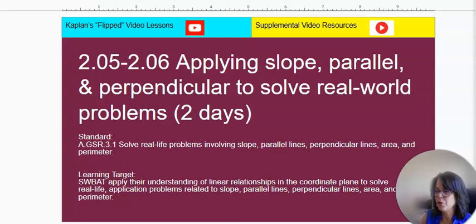This is day 2 of applying slope, parallel, and perpendicular to solve real-world problems. If you haven't watched day 1, make sure that you watch that lesson first.